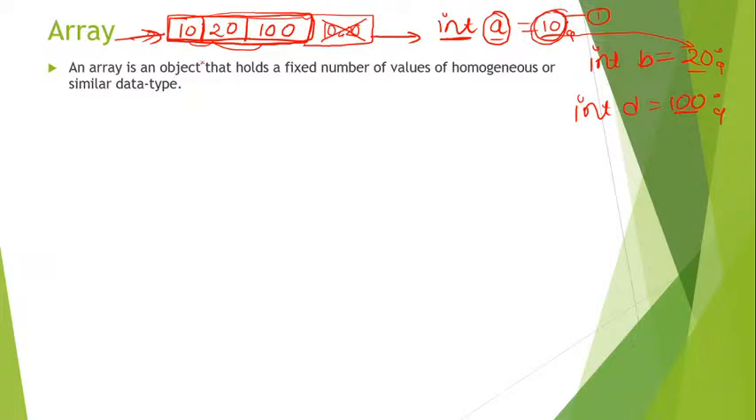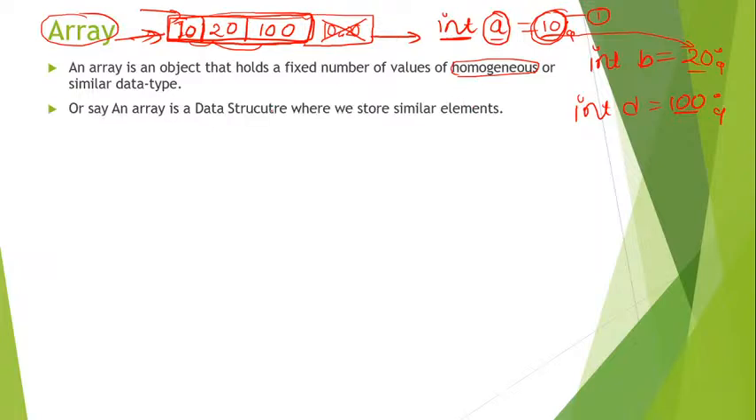Another thing, here I have used 10, 20 and 100. These are the elements in our array. In Java, an array is also an object. An array is an object that holds a fixed number of values of a homogeneous, or similar, data type. That means 10, 20, 100 are all integers, the same data type. It is simply a data structure where we store similar elements.